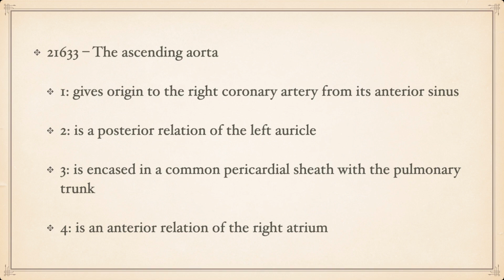3, is encased in a common pericardial sheath with the pulmonary trunk, that is true. And 4, is an anterior relation of the right atrium. Well, we've mentioned before that it's a posterior relation of the right auricle, so it is not an anterior relation of the right atrium, it is a posterior relation of the right atrium.